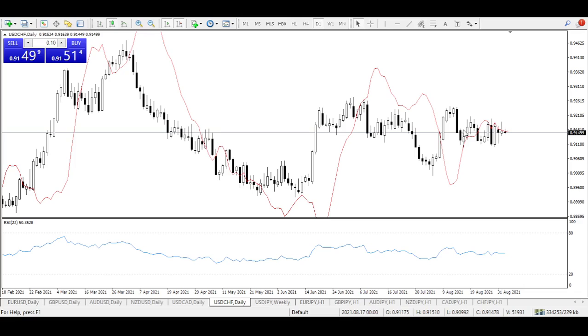USDCHF is somewhere from where it can go in either direction, which is why it's not in a buy zone, not in a sell zone either. And there is a rumor in the market that the Swiss National Bank can intervene in the market, which is why it's safer to exclude CHF.